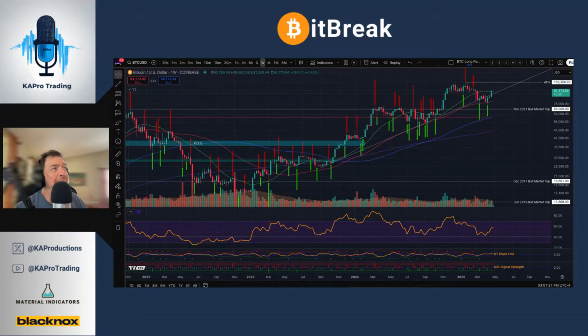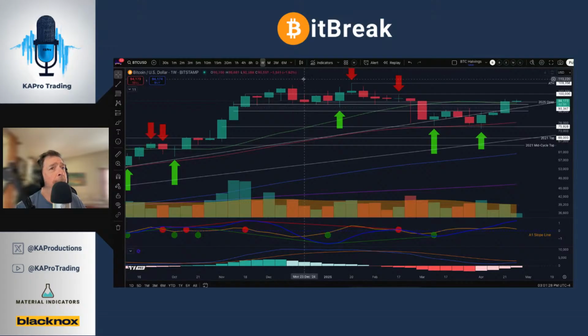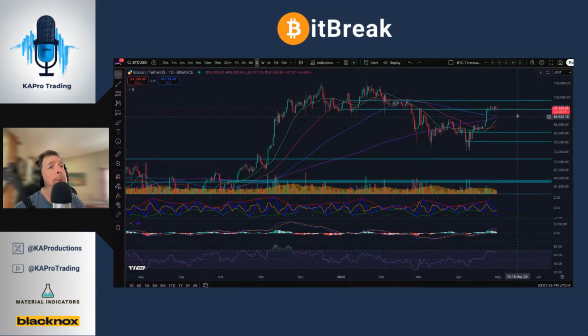And one of the levels that we really watch here is the yearly open. Okay, you can see it here marked. Another indicator that we watch is our yearly and quarterly opens and closes. Those tend to be important. We're hovering above this one right now. We have more resistance up above at the 98K level.